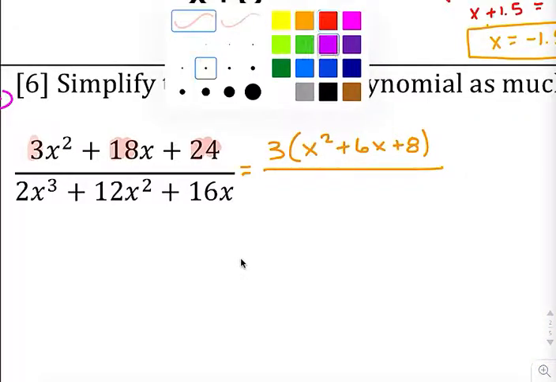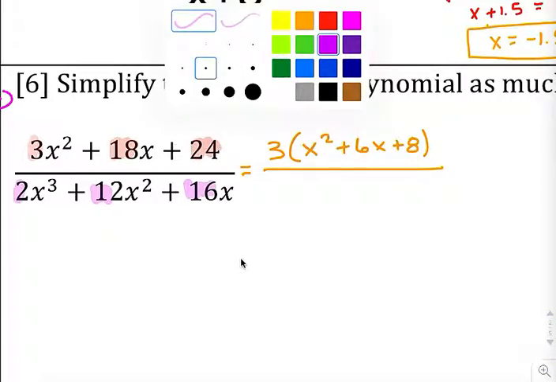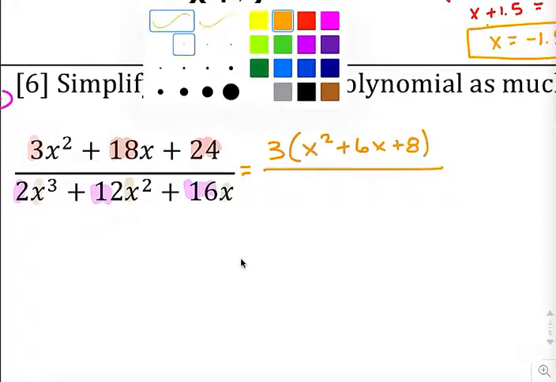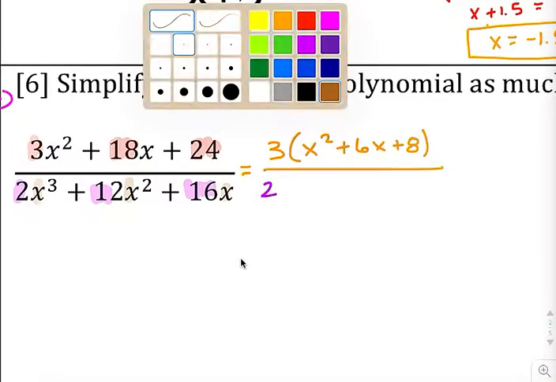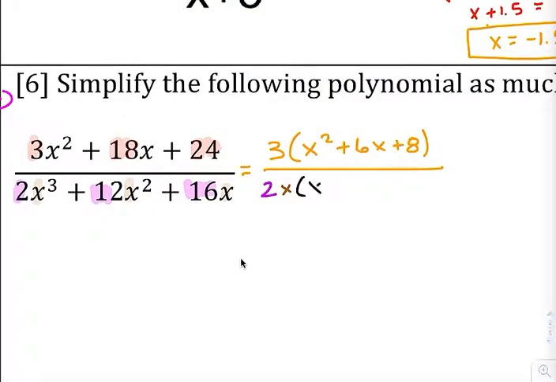On the bottom, here we have a 2, a 12, and a 16. But also at the same exact time, I have an x in every term, an x, x, and x. So if I take a 2 out of every term and an x out of every term, 2x times x squared is 2x cubed, so this first term. 2x times 6 will give me 12x squared, or 12x, excuse me, I've taken it out, 12x. And then 2x times 8, excuse me, would give me 16x.